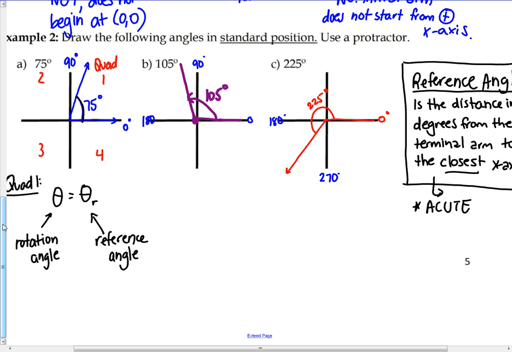So here, in the second example, our reference angle would be from the terminal arm, which is this arm right here, and the closest x-axis. So in this case, our reference angle would actually be right here. This would be my reference angle, from the terminal arm to the closest x-axis. So in quadrant 2, it's always going to be between the terminal arm and that 180. So what would that reference angle be?